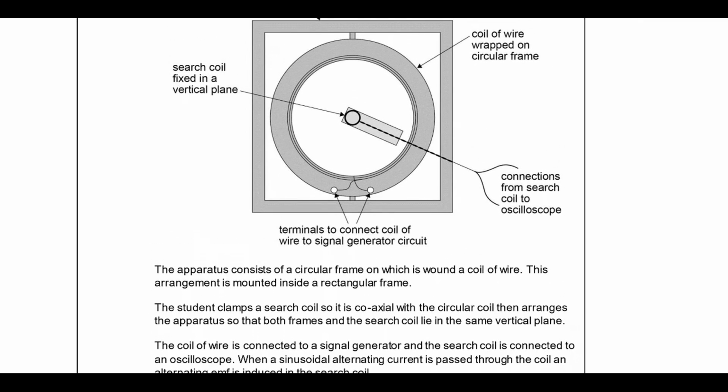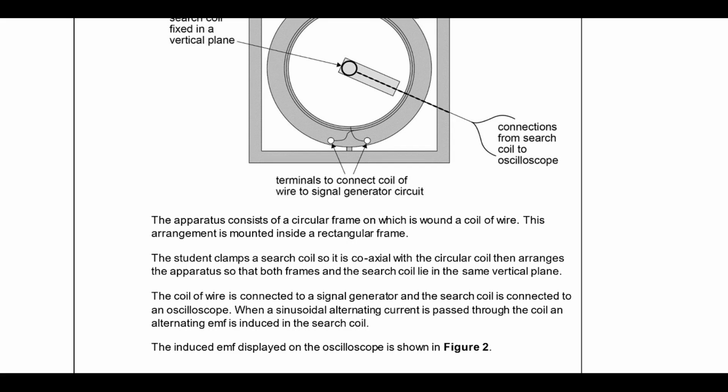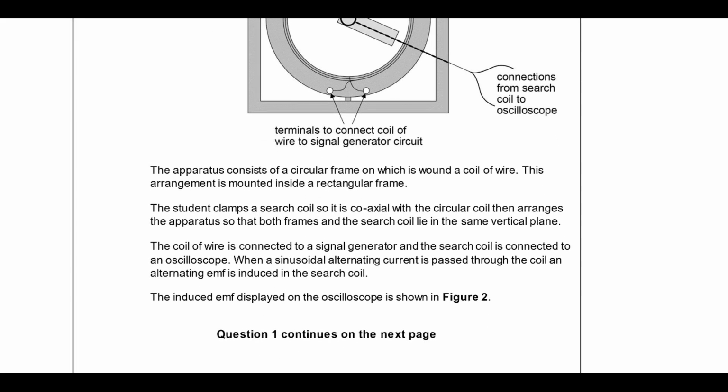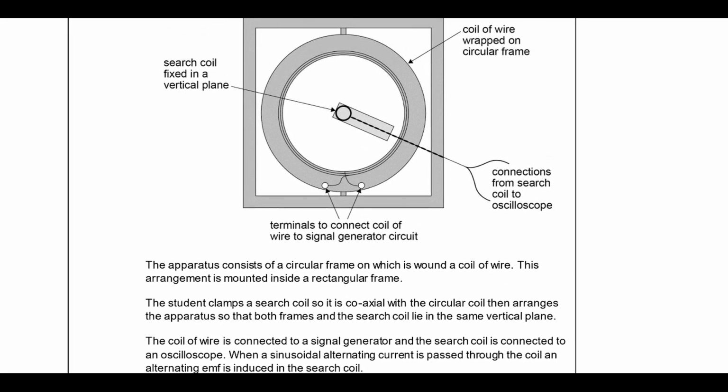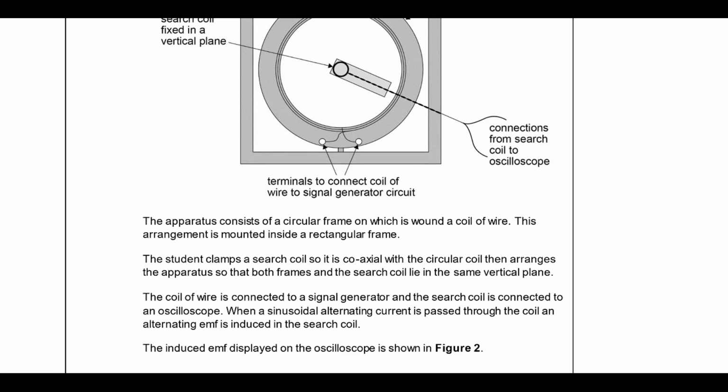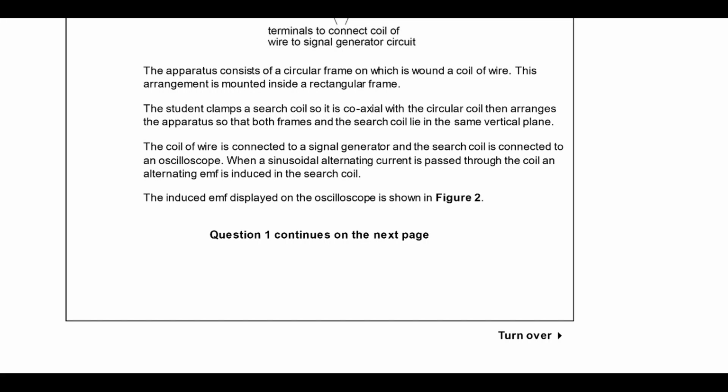So you've got a circular frame which we've wrapped a coil of wire around, so essentially it's wrapped around like this, and it's mounted inside a rectangular frame, and then we've got a search coil in the middle that's connected to an oscilloscope so we can measure any EMF that's induced in it. So the student clamped the search coil so it's coaxial with the circular coil. So essentially that means the area of the coil is parallel to the area of this one. And then it's connected to a signal generator.